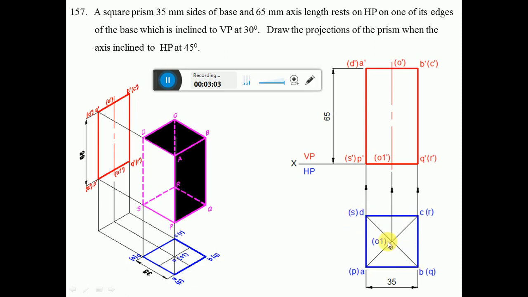Then join the diagonals. The diagonals should not be darkened here. That is the basic difference between the pyramid and the prism. In the prism we have only the longer edges, we don't have an apex point. If you darken this, then it becomes a pyramid.